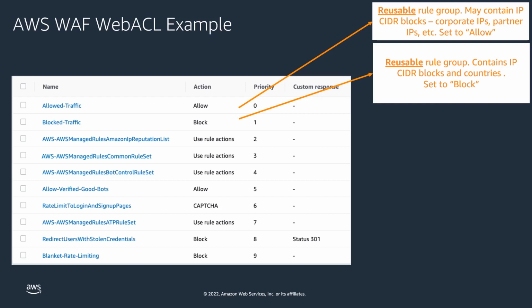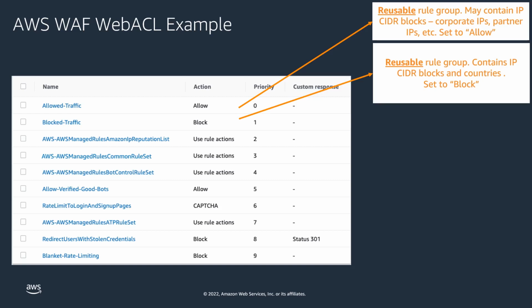After this, I have a common rule set, which covers common attacks seen on the web. This is the most popular rule group. This protection provides security against exploitation from a wide range of vulnerabilities, including those described in the OWASP top 10. Consider using this rule group for most of your AWS WAF configurations.